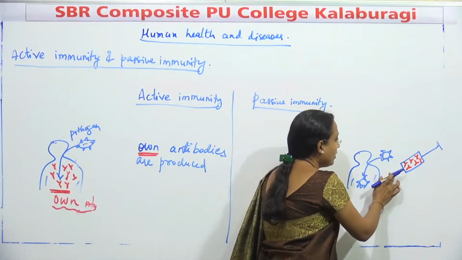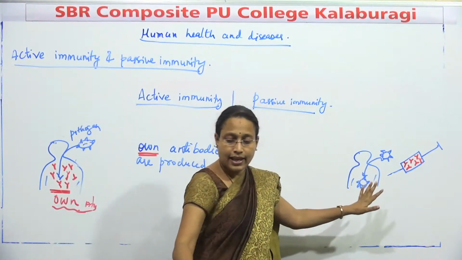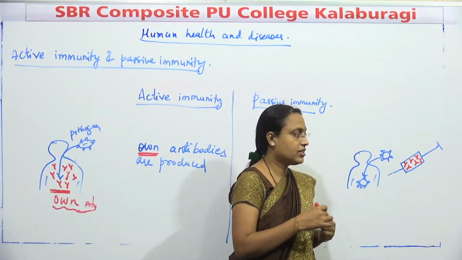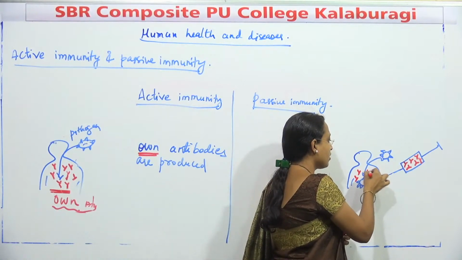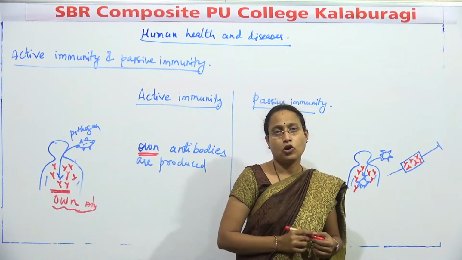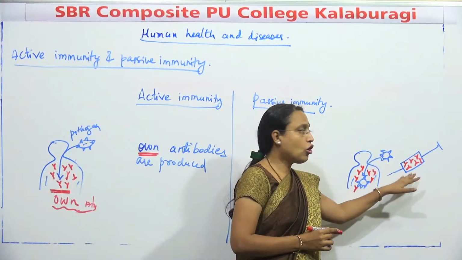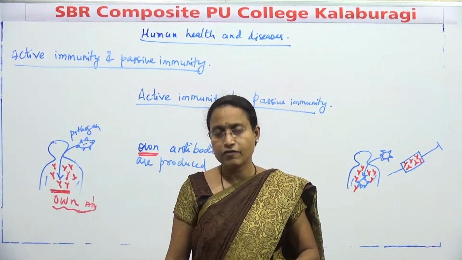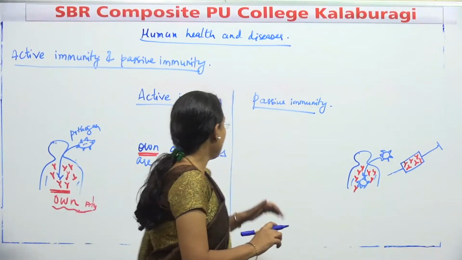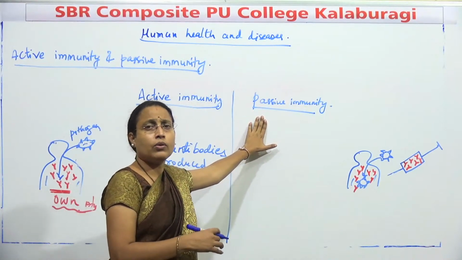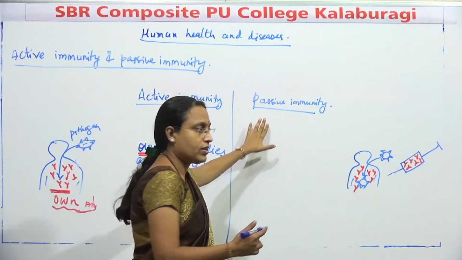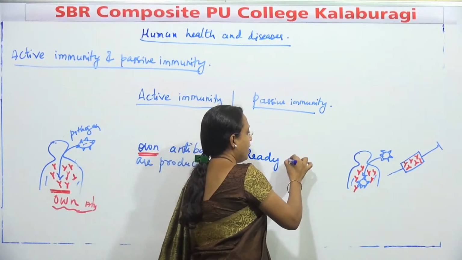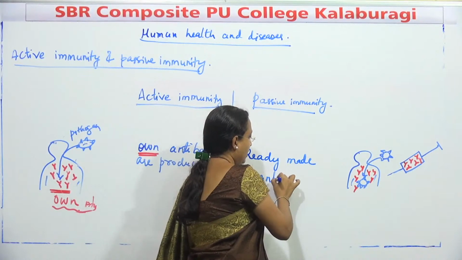When the injection is given, usually intravenous, within the vein, these antibodies will be released within the circulatory system of the human. Now, it is not owned. They are ready-made antibodies present in the injections, which are produced in various pharmaceutical industries. Therefore, that is called passive immunity. It is not due to one's own antibody, but due to ready-made antibodies, which are present in the form of injections.